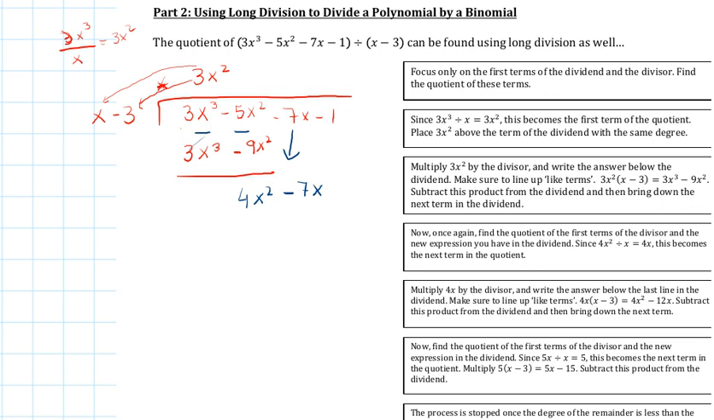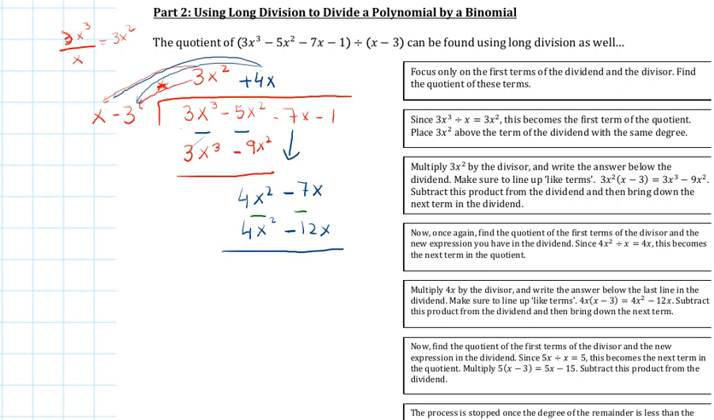Now we're going to follow exactly the same process. We're going to look at the first term, which is the 4x squared and x. If I divide 4x squared by x, that's going to give me 4x. Now multiply the 4x by x and by negative 3. So it's going to give you 4x squared minus 12x. So again, I'm multiplying the 4x by the x, and I'm multiplying the 4x by the negative 3.